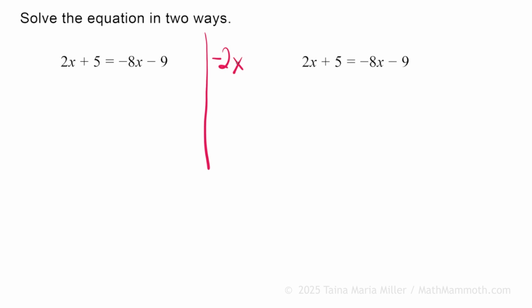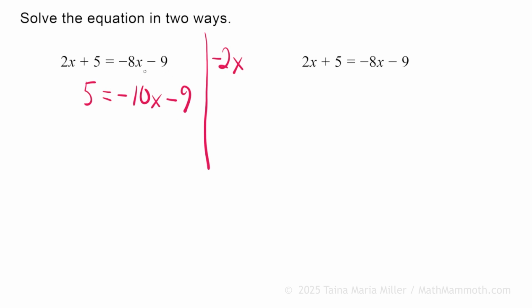Not only can we subtract or add numbers or constants to both sides, but we can even subtract or add terms with x, terms with variables, to both sides or from both sides. The equality of the equation will still be preserved. So now here, 2x minus 2x leaves then 0 plus 5, just 5 here. And on this side, minus 8x minus 2x is minus 10x. Then we still have the minus 9 also.